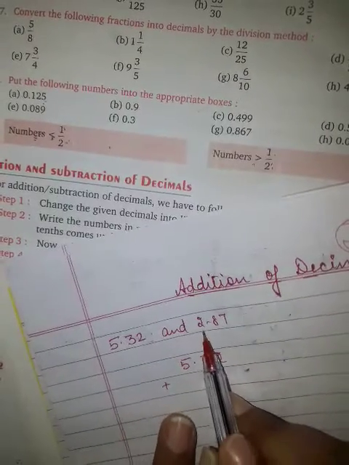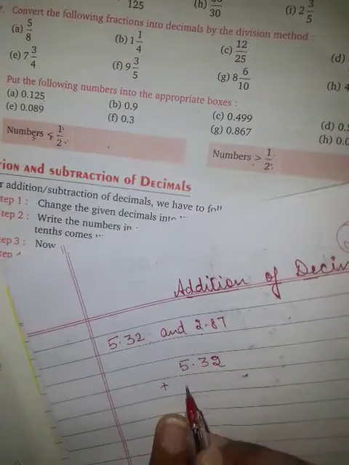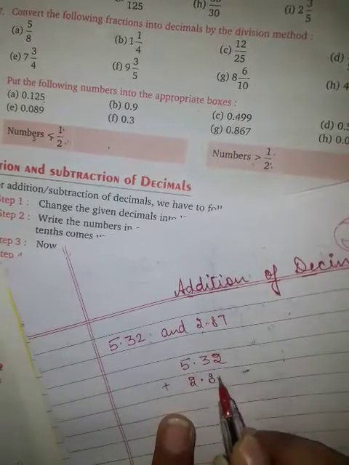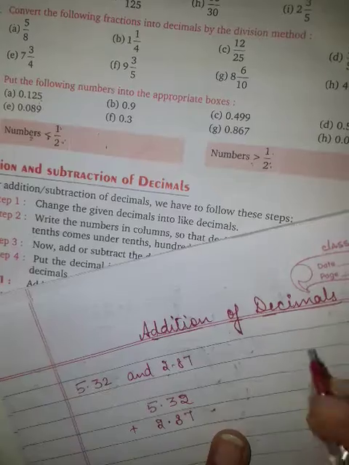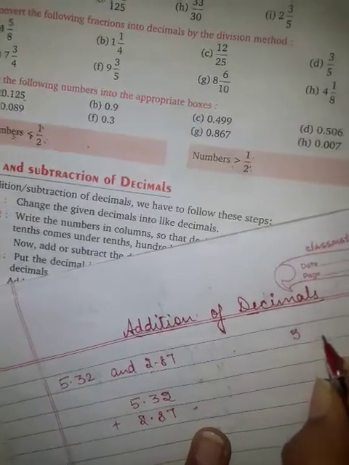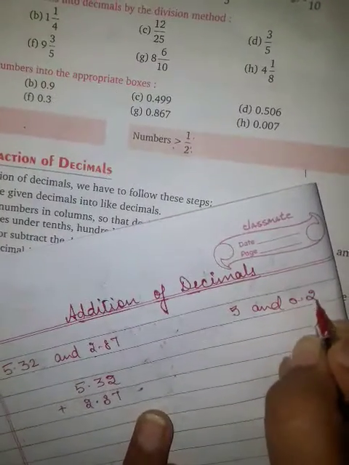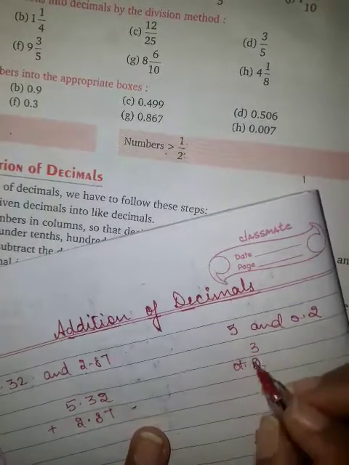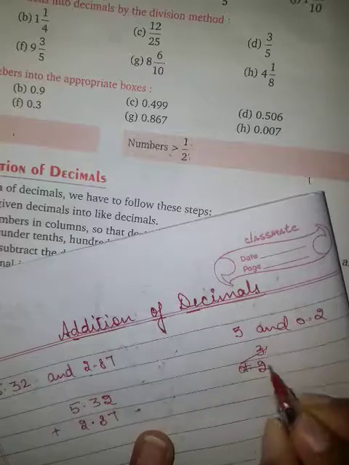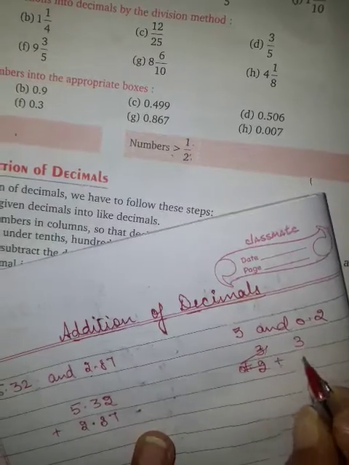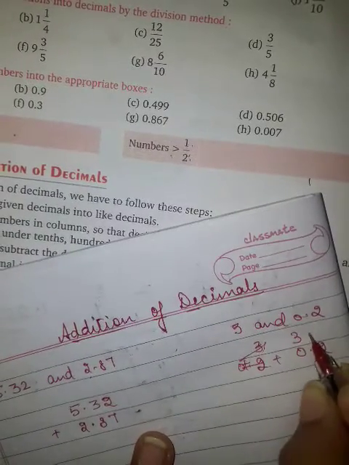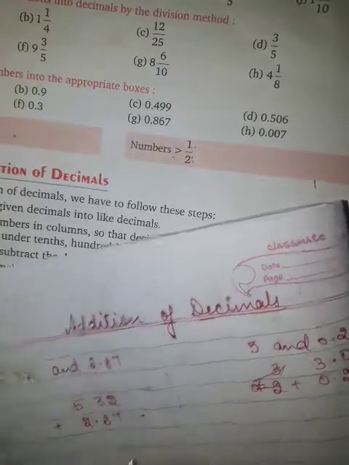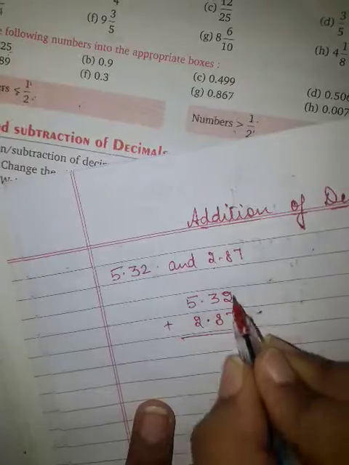Now we'll write the whole part with the whole part and the decimal part with the decimal part. Suppose you are given two numbers, 3 and 0.2. Then you will not write it like 3 and 2 point, not like this. The whole part with the whole part, 3 plus 0.2, you will convert it into like fraction, that is 3.0. Understood?